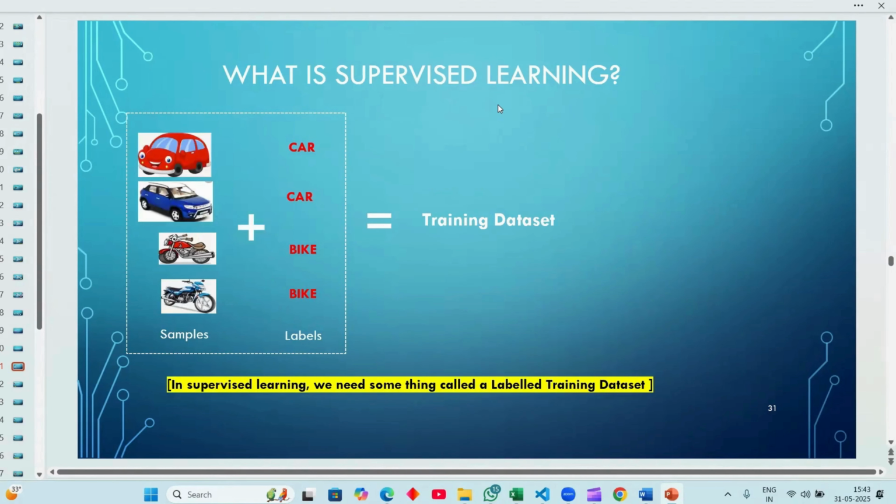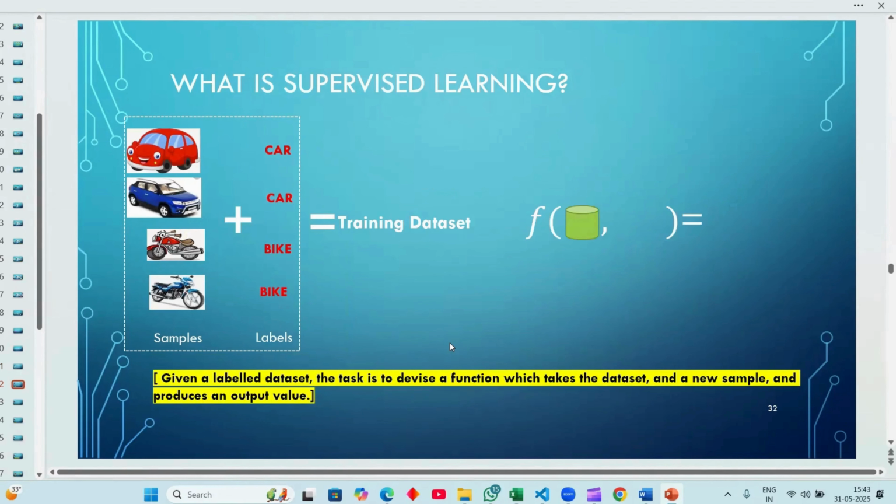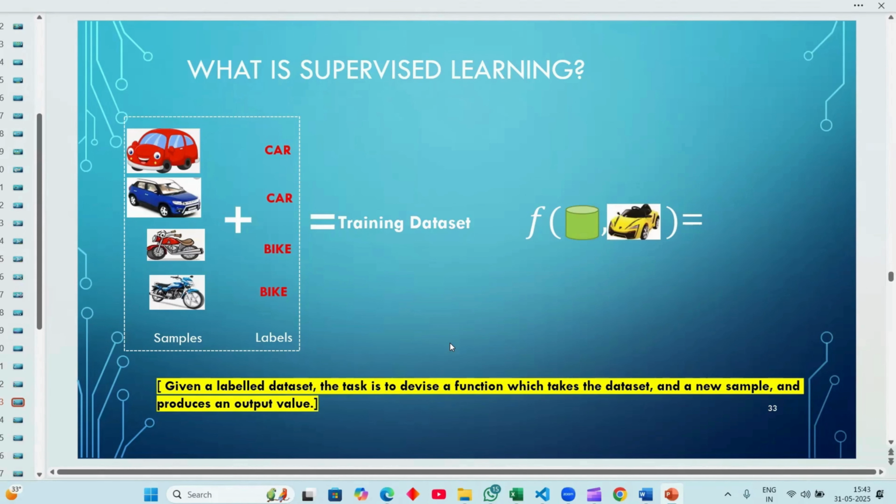From this, what is supervised learning? Let's try an example of supervised learning. So we have identified data set samples and we have the labeled data, car, bike. We assign them to train the data. In supervised learning, we need something called a labeled training data set. Okay. After that, we assign a formula. Given a labeled data, the task is to devise a function which takes a data set and a new sample and produces an output value. So in it, we assign the values one by one, equal to the labels or samples.